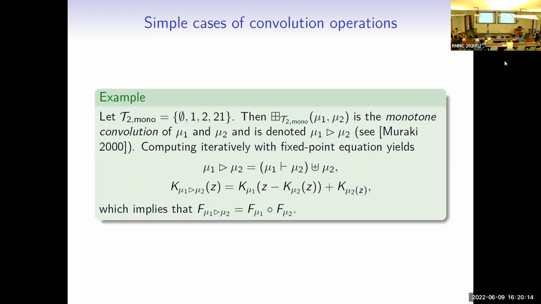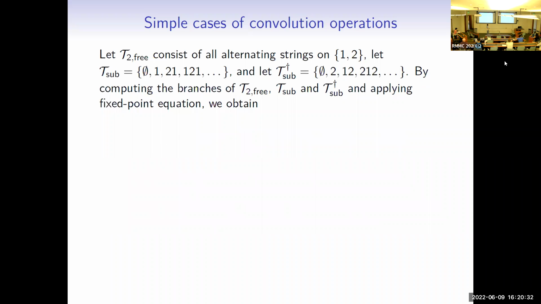Some other examples are the monotone convolution. Using the equation we mentioned before, we can have the F transform for the monotone convolution as a composition of the two F transforms. Also, as I mentioned before, the T2 free is actually corresponding to the free convolution. Actually, it's corresponding to the subordination theory we talked about in the morning.